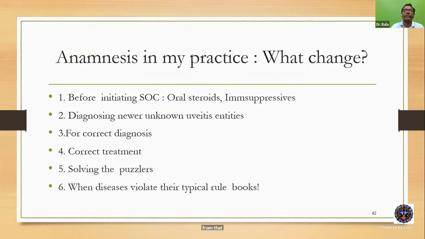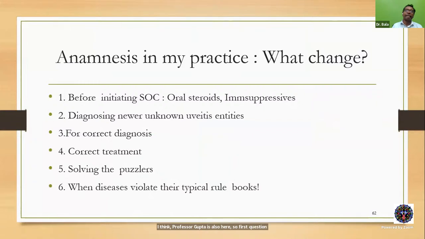Thanks, Bala, for such an extensive coverage of the most important part of uveitis management. William Osler said, listen to your patient, he is telling you the diagnosis. So we'll take some questions. I think Professor Gupta is also here. So first question, I think from the postgraduate.